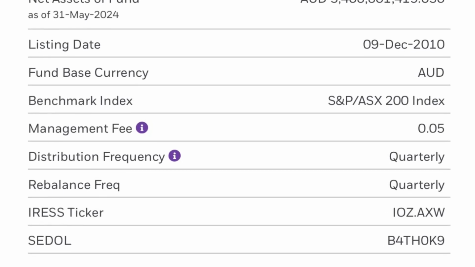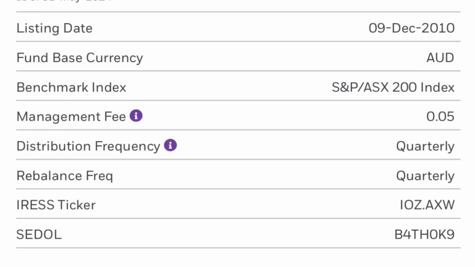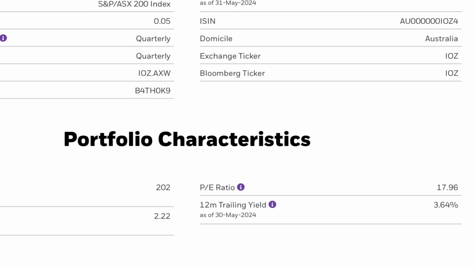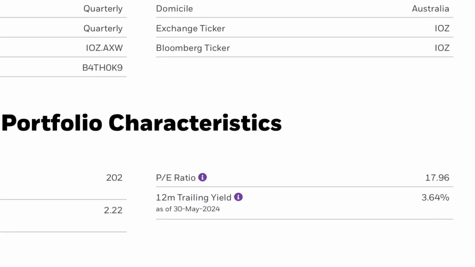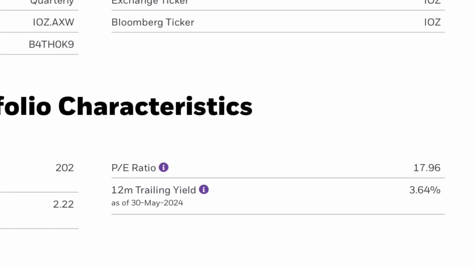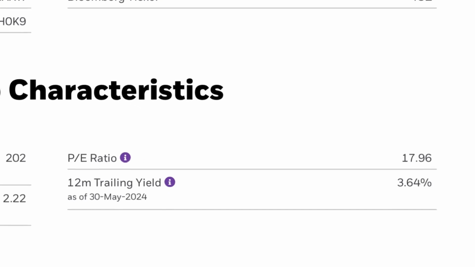It pays distributions, which are dividends from the ETF, 4 times a year with a yield of 3.64%, which would equate to $3,640 of dividend income for every $100,000 invested.